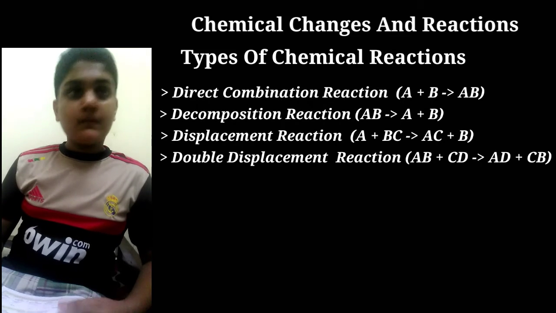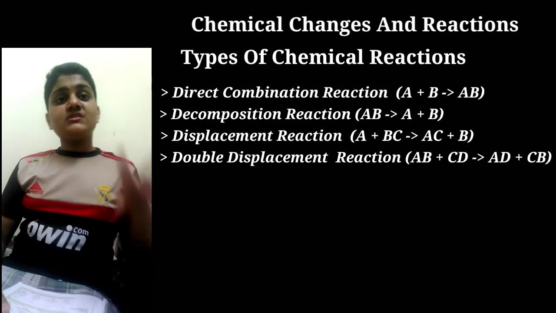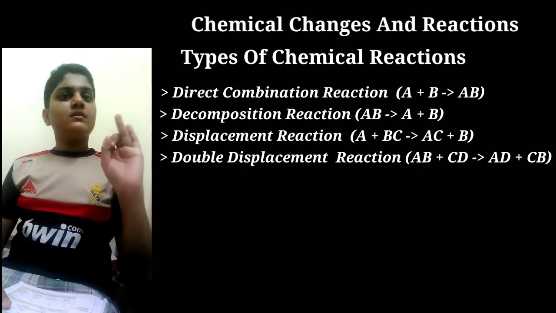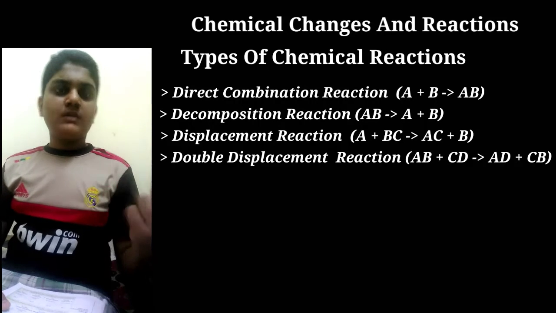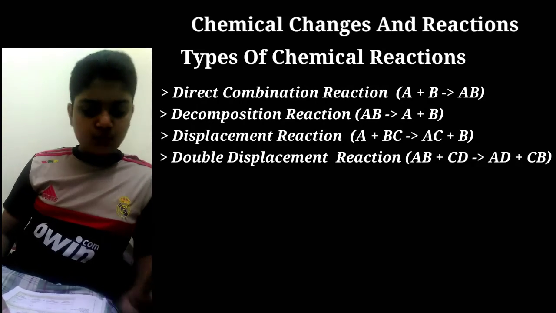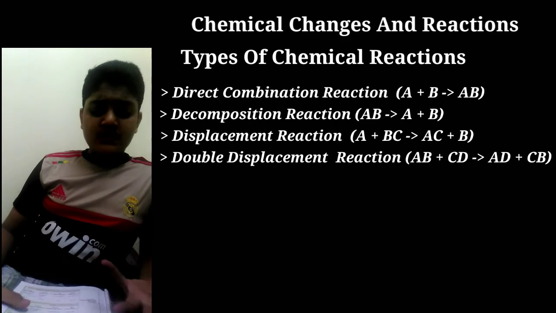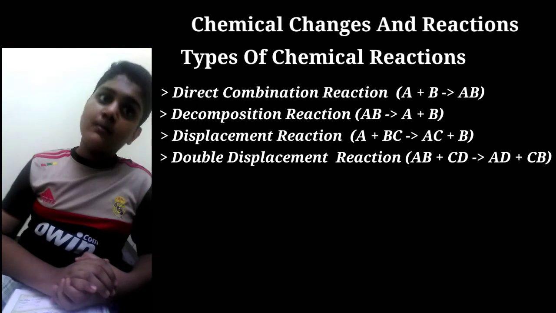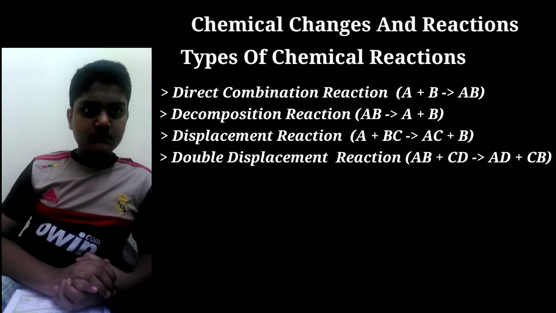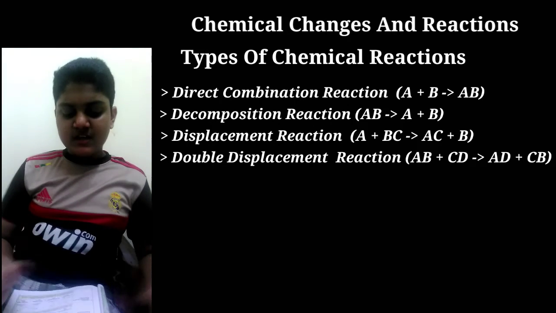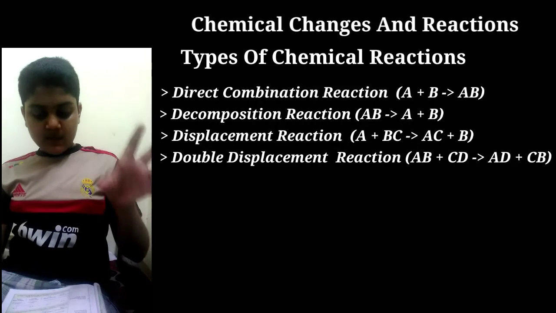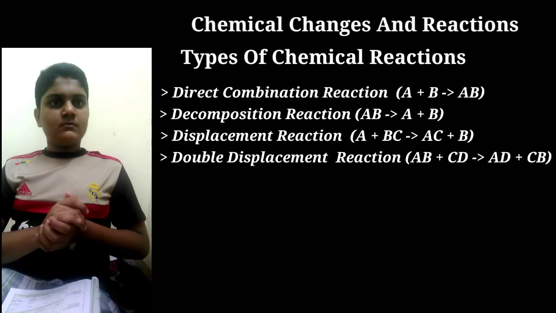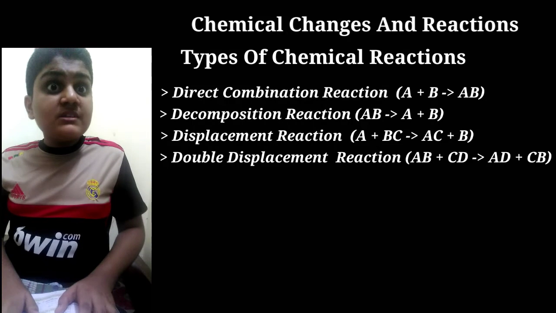Next, types of chemical reactions. Chemical reactions are of four types: direct combination, displacement, decomposition, and double decomposition. We have four types. Direct combination is a chemical reaction in which two or more elements or compounds react together to form one new compound. Decomposition reaction means a chemical reaction in which a chemical compound decomposes into two or more simpler substances. So what is the difference between these two?